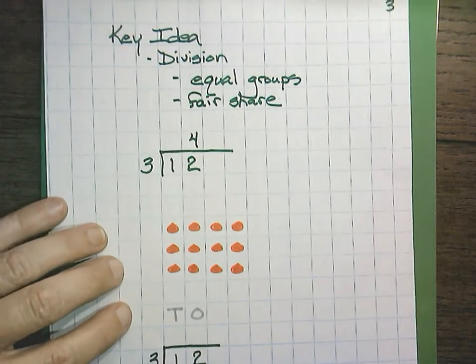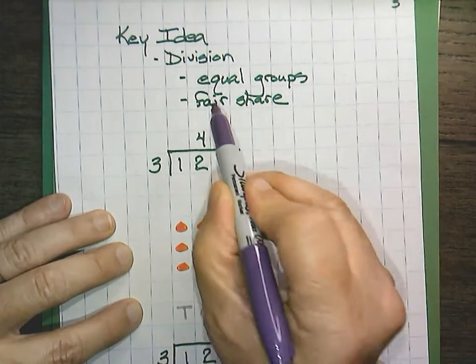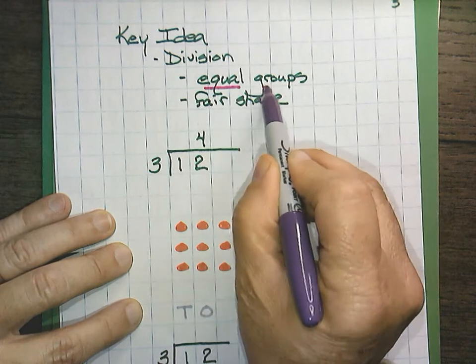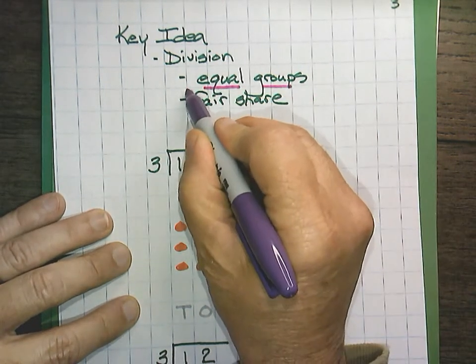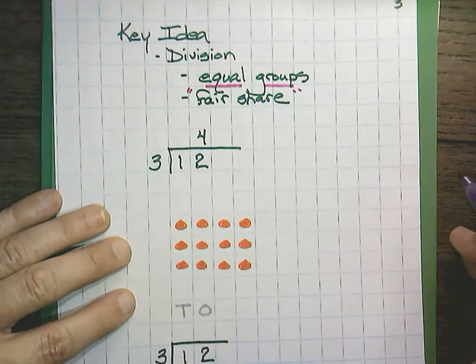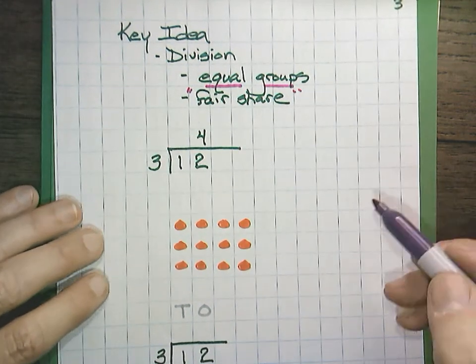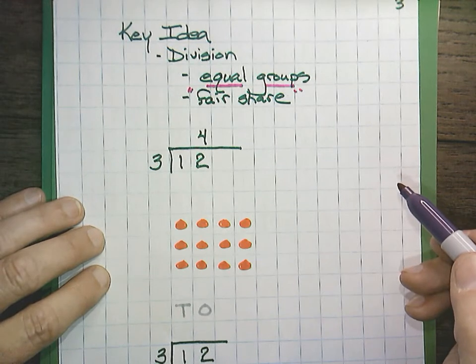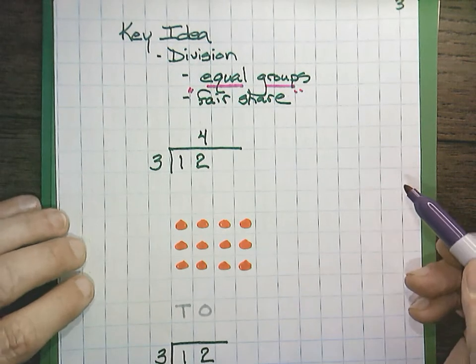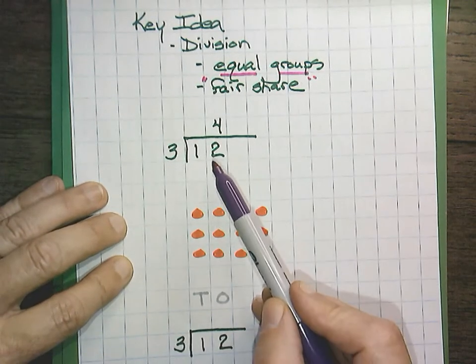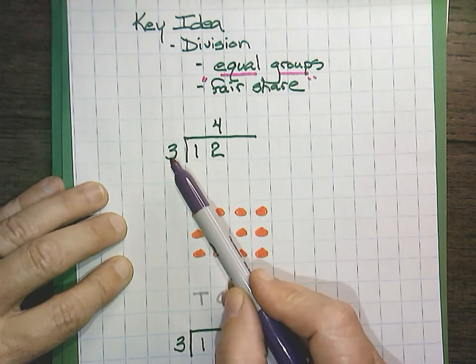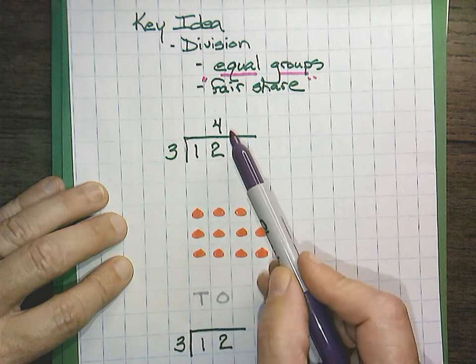Remember, one of the key ideas in division is that we are looking for equal groups. Often it's referred to as fair share. The whole idea is that when we are dividing, we want to make each of the groups equal. So for example, you could model that with these dots here. 12 divided by 3 is equal to 4.